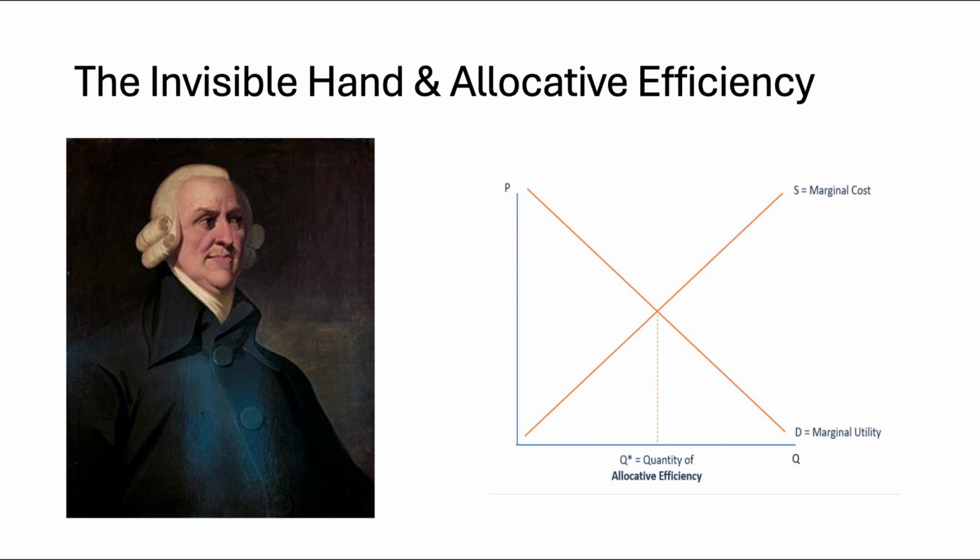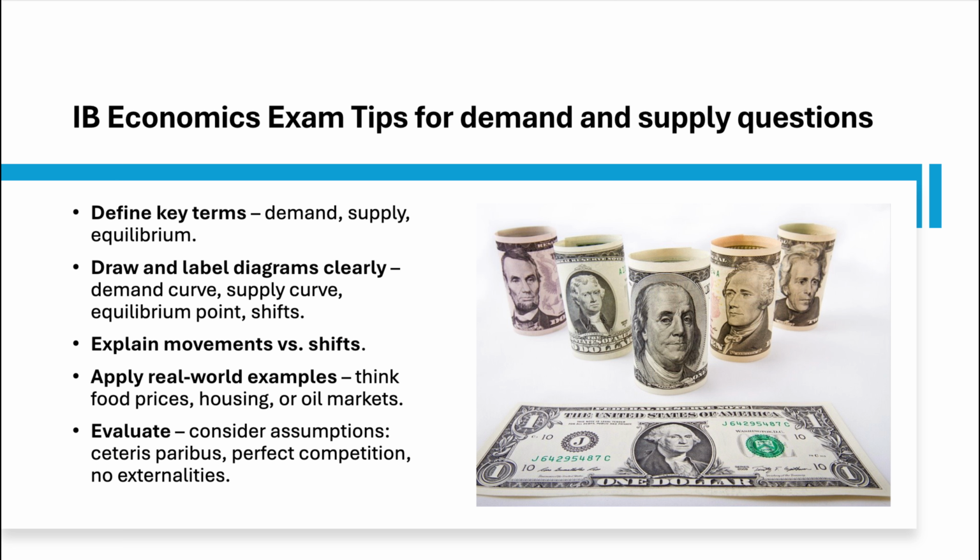Now, when demand and supply balance, resources are used in the most allocatively efficient way, producing the right amount of goods at the right price given consumer preferences and producer costs. Now, this doesn't mean markets are perfect. I mean, they're not perfect at all. They can fail. But it explains why economists see equilibrium as the starting point of analysis.